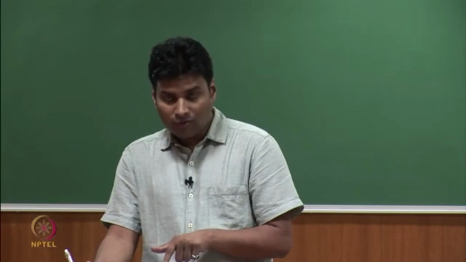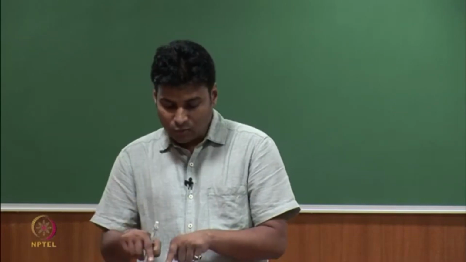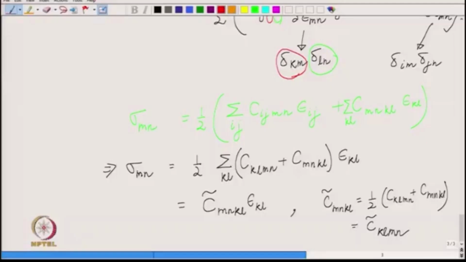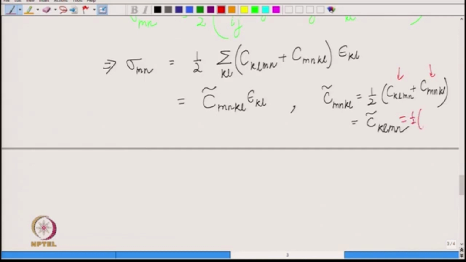So, instead of mn you write kl, and instead of kl you write mn, and you will see that the two summations here, this first summation will go in the second place and second one will go in the first place. So, this is actually also equal to half of C mnkl plus C klmn by definition, but you know that A plus B is equal to B plus A, right. So, therefore, C tilde mnkl is same as C tilde klmn.